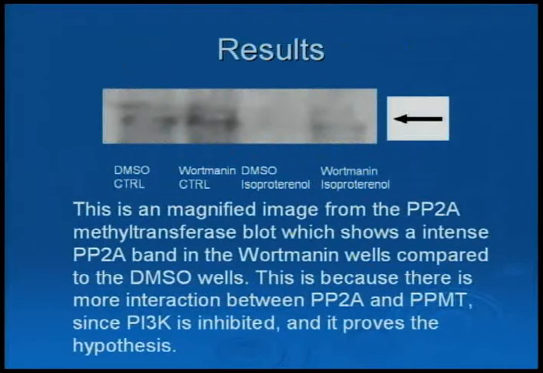Here are my results. This is a magnified image from the PP2A methyltransferase blot, which shows an intense PP2A band in the wortmannin wells compared to the DMSO wells. This is because there is more interaction between PP2A and PPMT since PI3K is inhibited, and it proves the hypothesis. So as you can see, the DMSO control has a less intense line than the wortmannin control, and the DMSO isoproterenol has a less intense line than the wortmannin isoproterenol.